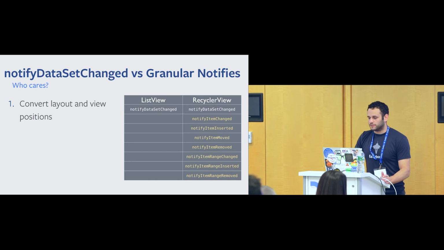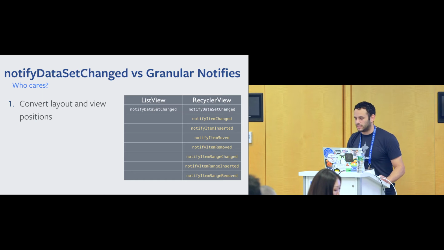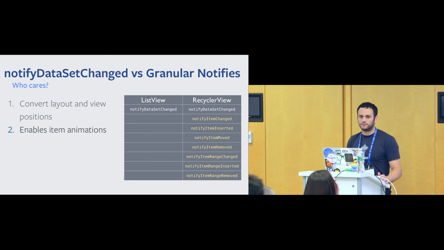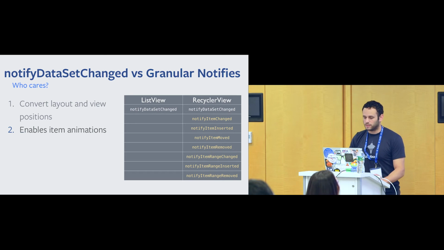So what are the benefits to using these more descriptive methods? The first is with respect to the adapter and layout positions that I just talked about. If the positions are different, RecyclerView will be able to convert in between them, but only if the granular notifies are used. If you call notifyDataSetChanged at all, then it won't be able to do this conversion until the next layout pass happens.